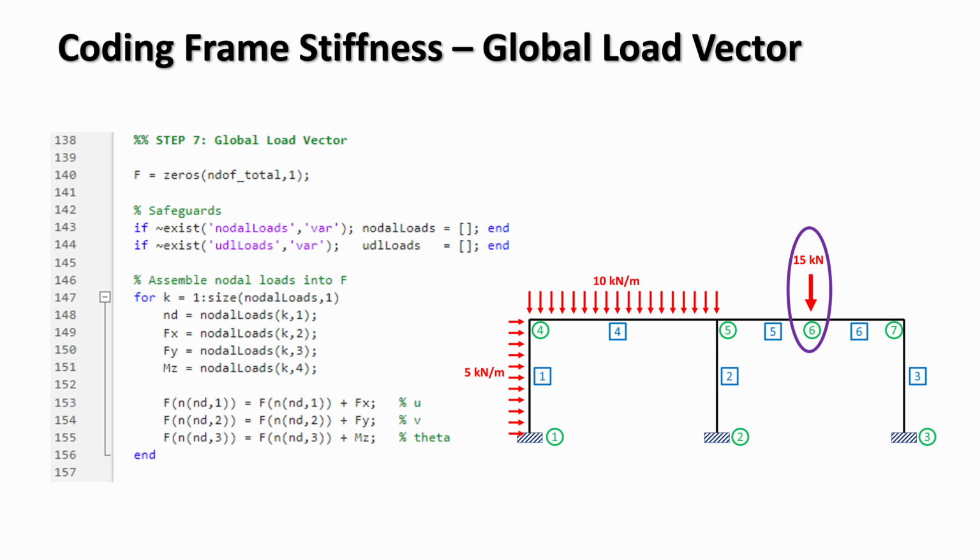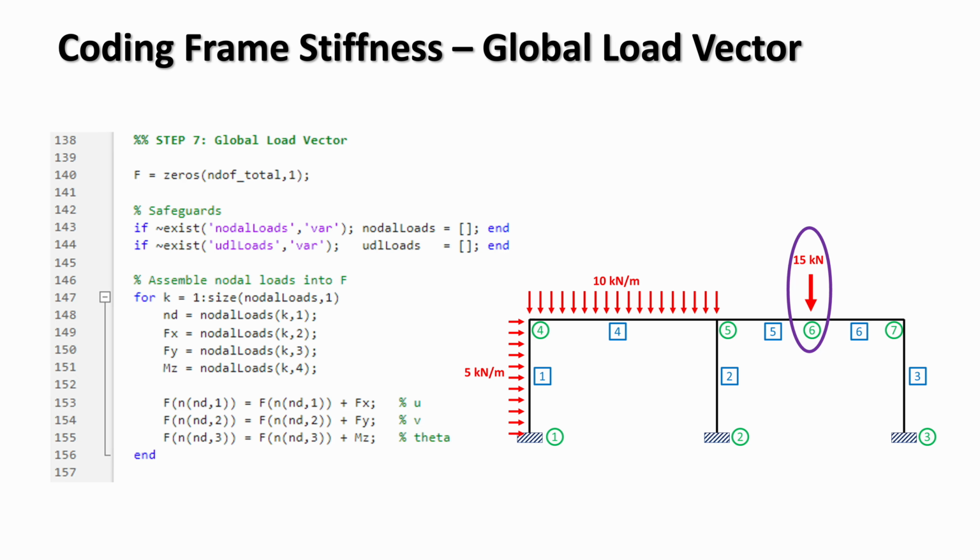This is simply a safeguard. It prevents errors if the script is used for a structure with no applied loads, or no nodal forces or no UDLs, for example. In this example, we have nodal forces and UDLs, so the list isn't empty. We then loop through the nodal loads. Each entry specifies the node number, the horizontal force Fx, the vertical force Fy, and any applied moment Mz.